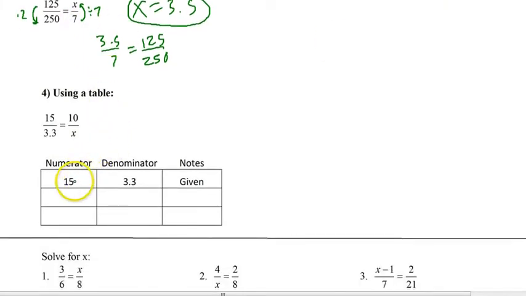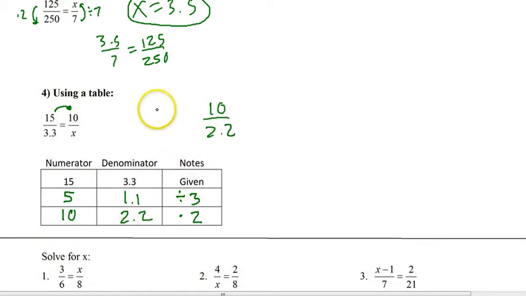So our first ratio is 15 to 3.3. What we have to do is convert the 15 into a 10. That's our goal, to change this 15 into a 10. Well, what do 15 and 3.3 both have in common? Well, we could divide them both by 3. It's 1.1, and that's 5. Can you convert a 5 into a 10? Yes, if you multiply by 2, you get 10 and 2.2. And there's what we have. We have 10 over 2.2 is the same as 15 over 3.3. And there's our answer.